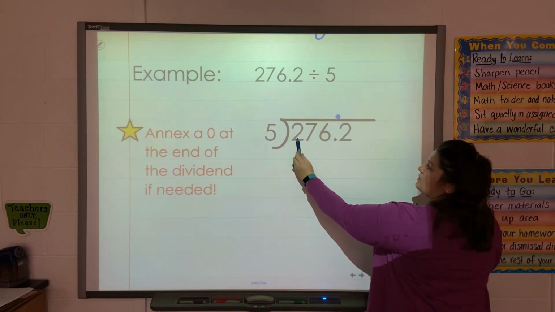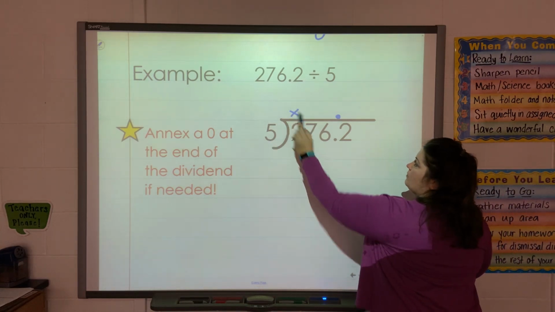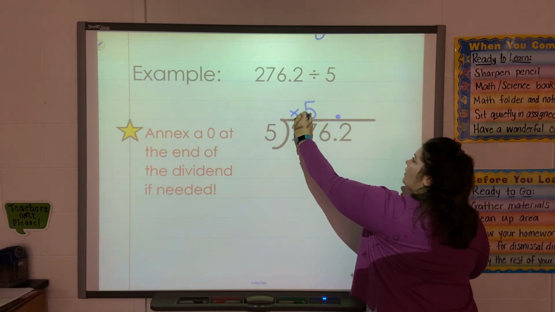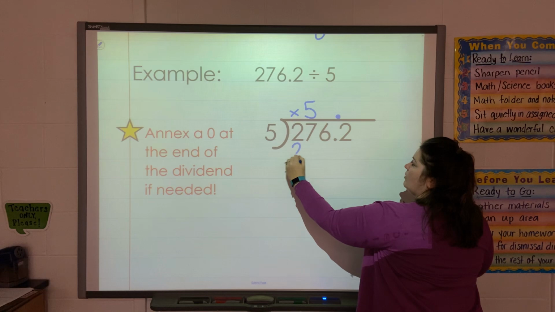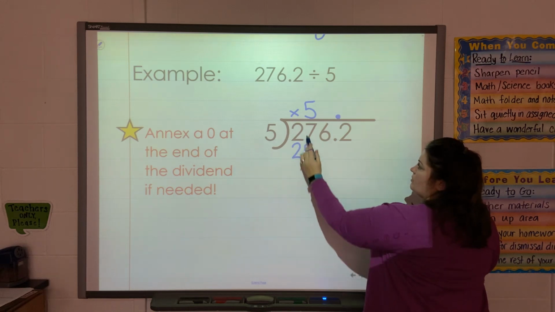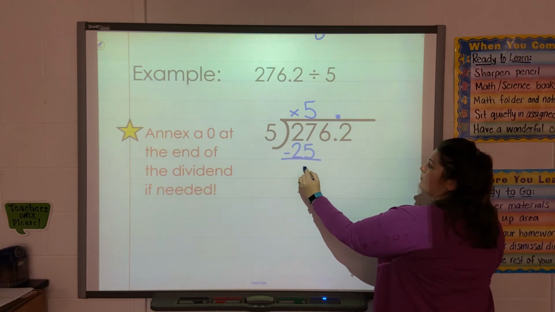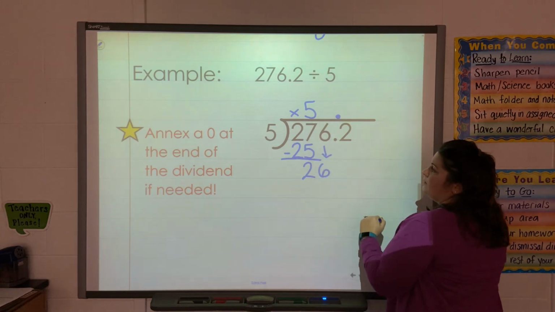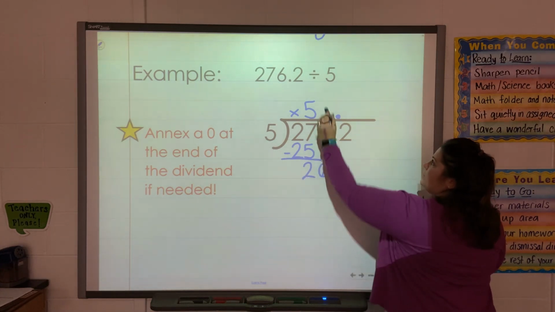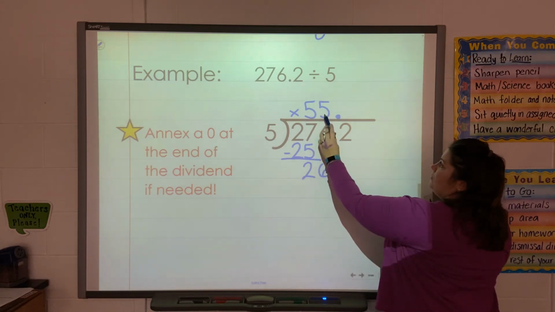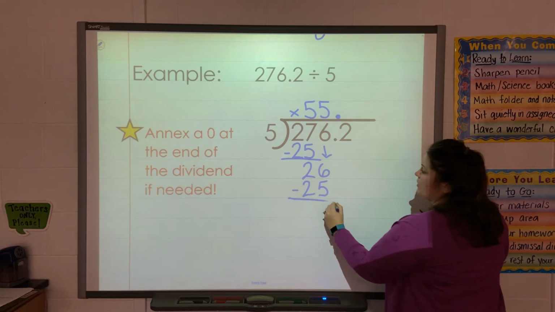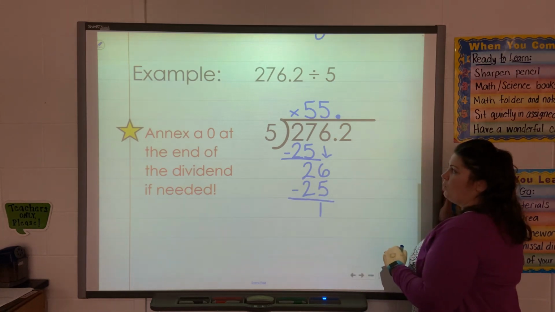How many 5s can I take out of 2? I can't. How many 5s come out of 27? 5. 5 times 5 is 25. Subtract. 27 minus 25 is 2. And bring down your 6. How many 5s come out of 26? 5. 5 times 5 is 25. Subtract. 26 minus 25 is 1.